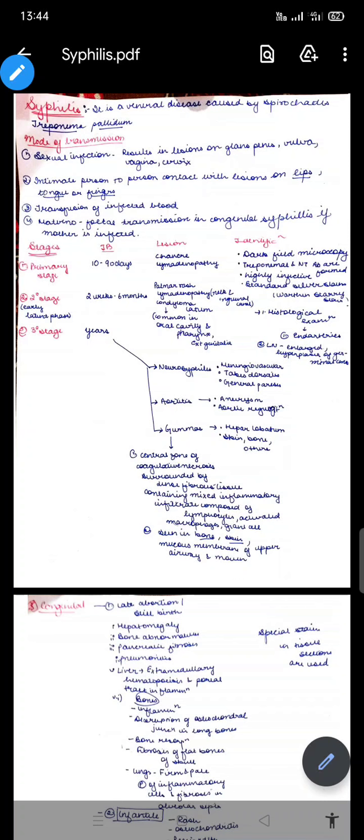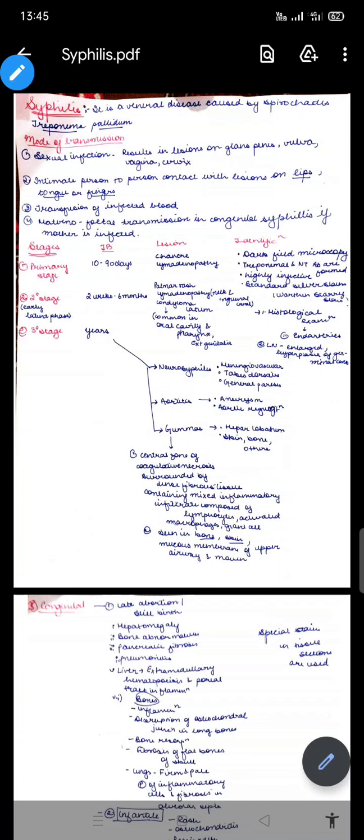Then coming on to the second stage, which is the secondary stage, it is also called the early latent phase. This will last for around 2 weeks to 6 months. In this, the lesions are palmar rash, lymphadenopathy, and condyloma latum. It is common in the oral cavity, in the external genitalia, and in the pharynx. It can be detected by histological examination. When we do it, we'll find end arteritis and periarteritis. Then the lymph nodes will be enlarged, and there will be hyperplasia of the germinal center.